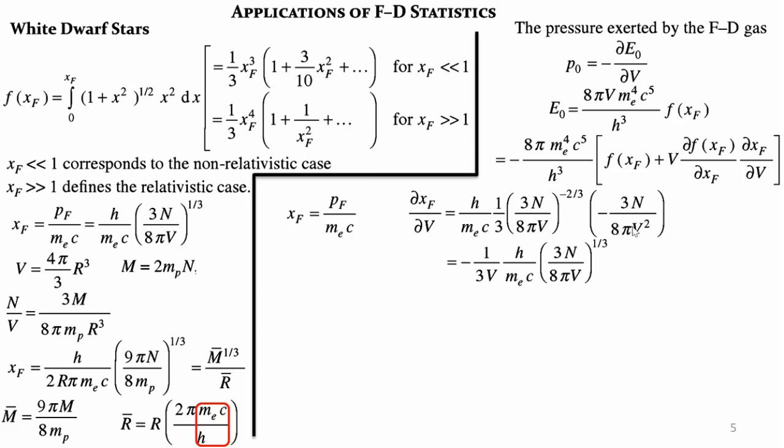3n over 8 pi v square. So from here, let me take v out, so that it is minus 1 by 3v, and then we are left with h over me into c. This is as such. Now this is (3n over v) to the power minus 2 by 3, and this is also 3n by v, since one of the v has been taken here. This is the same number raised to the power minus 2 by 3.